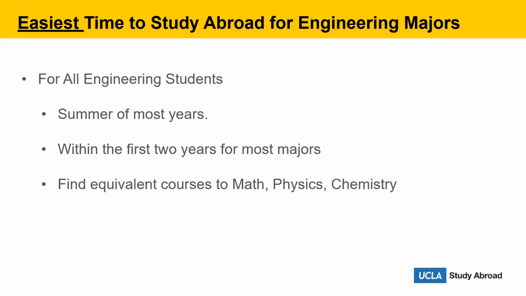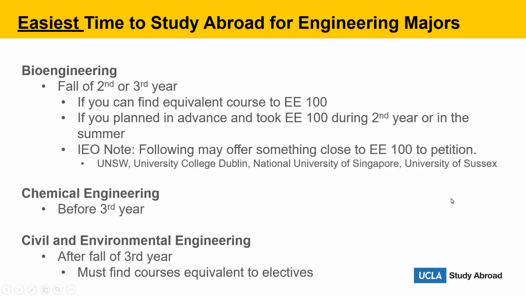So I want to go ahead and get to the next slide, please. So for bioengineering majors, chemical engineers, civil, over here we have pretty much the general guidelines, all pretty much the same. So you might be looking at either your first, your second, your third year. Third year can be a little bit more complicated.